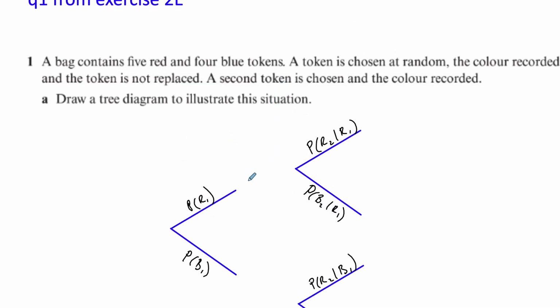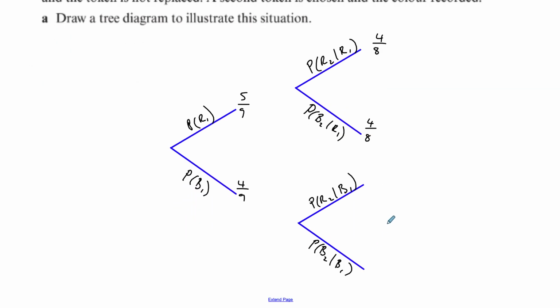It was 5 and 4, so 5/9, 4/9, and we've then got 3/9 and 3/8. Wait, no. What am I doing? Get rid of that. That will be 4/8 and 4/8, and down here we are going to have 5/8 and 3/8. Okay, so that's our tree diagram.